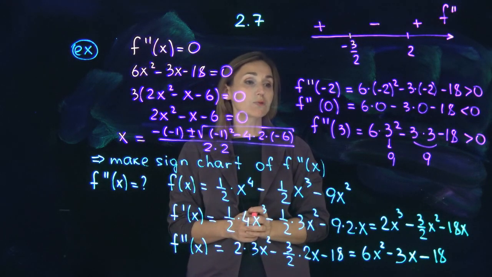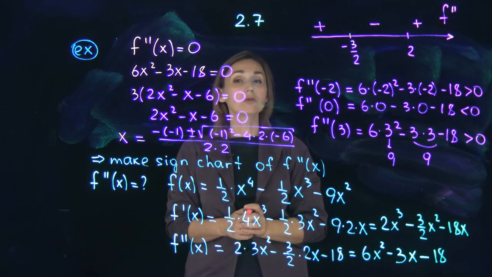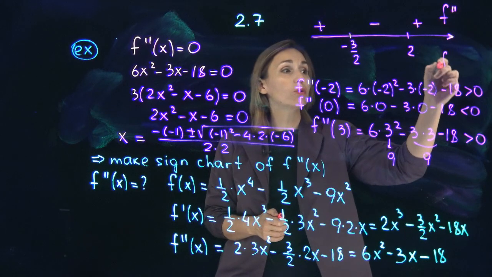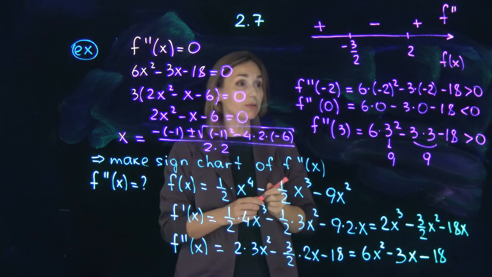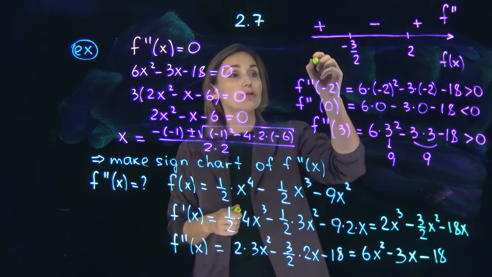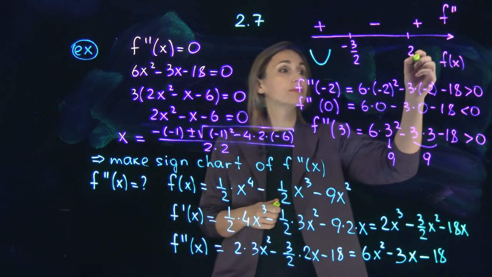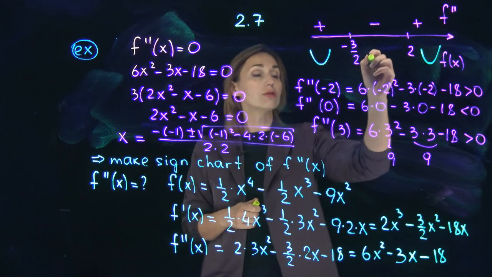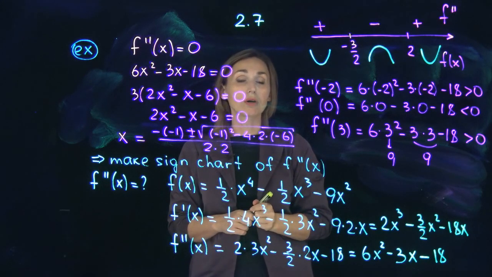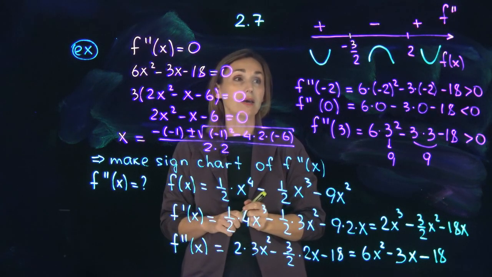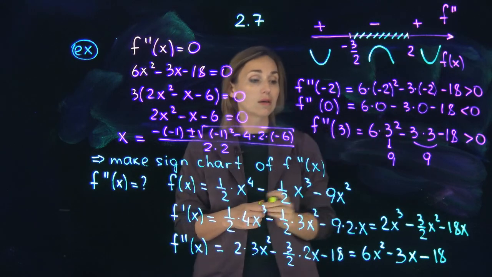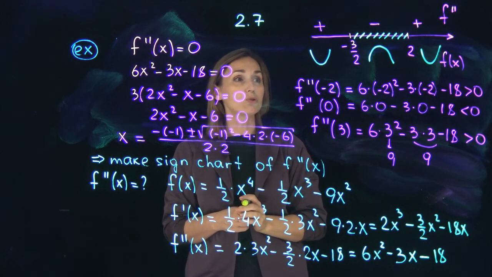Now we have the sign chart for the second derivative of the function. Based on the sign chart, you can determine the concavity of the function. So below, please draw how the function f(x) looks for yourself. Second derivative positive, the graph looks like this. Second derivative negative, the graph looks like that. And the original question was about where the function is concave down. The function is concave down on the interval from negative 3 over 2 to positive 2.